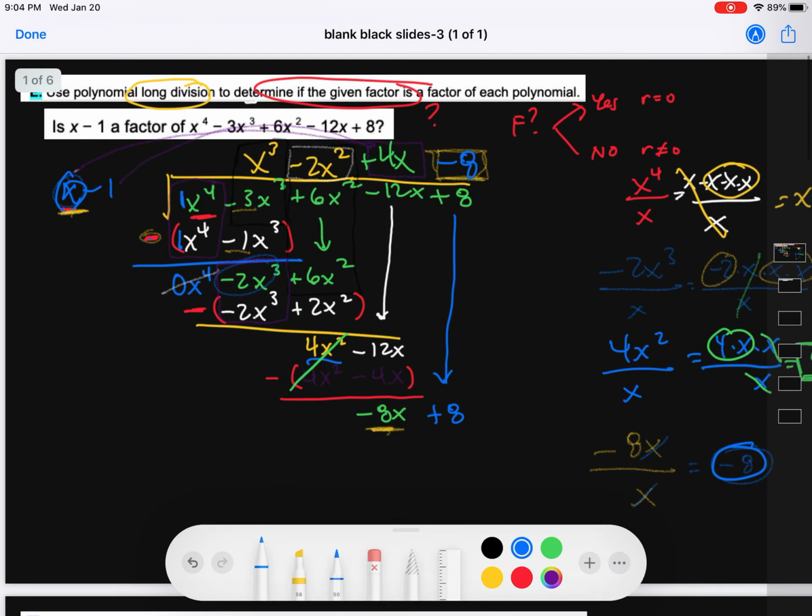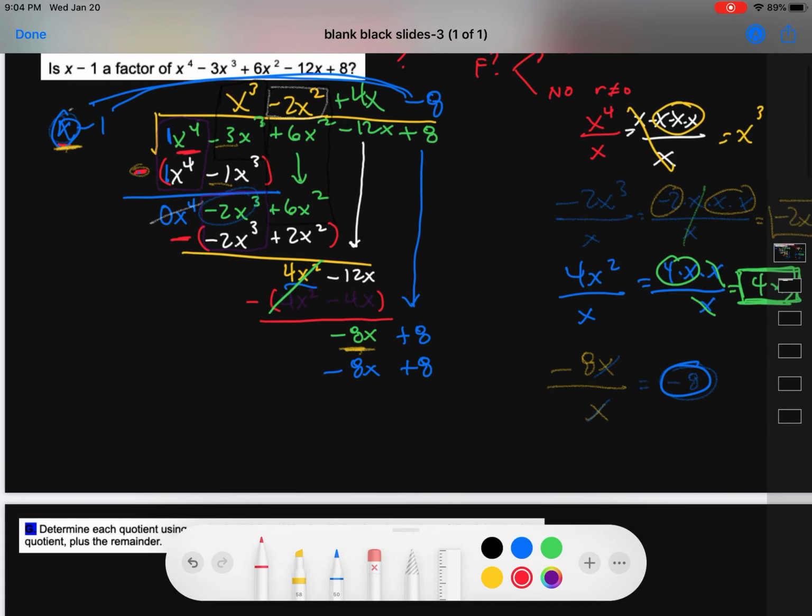And now we're going to multiply. Negative 8 times x is negative 8x, and negative 8 times negative 1 is positive 8. We're going to subtract and get an answer. Negative 8 minus negative 8, so negative 8 plus 8 is 0, and 8 minus 8 is 0. Yes. This is good because my remainder is equal to 0.